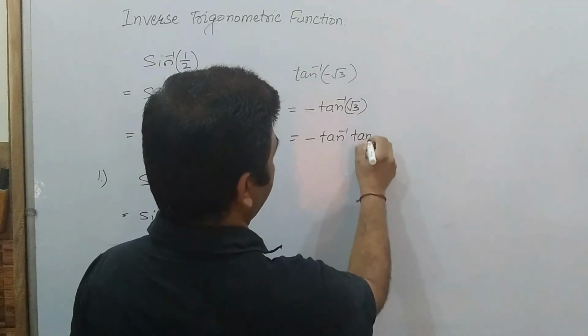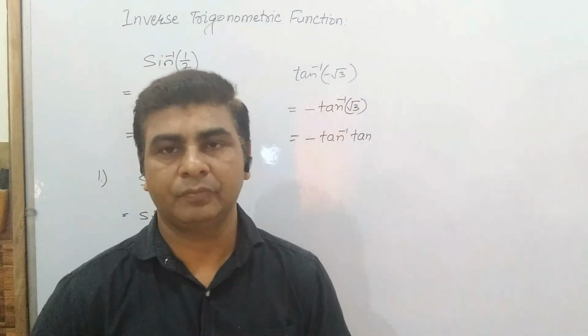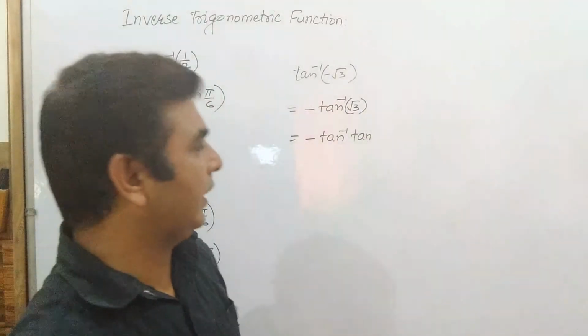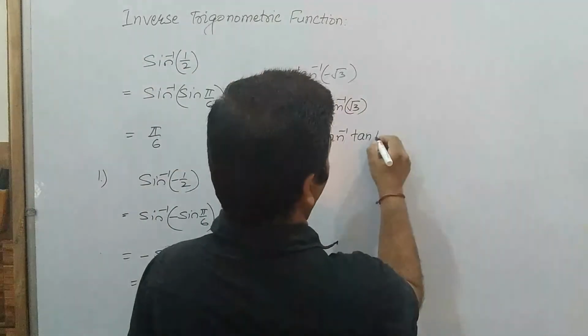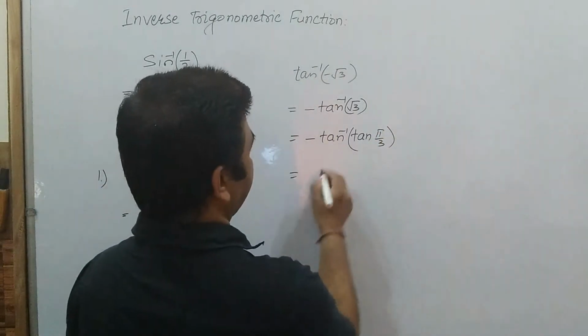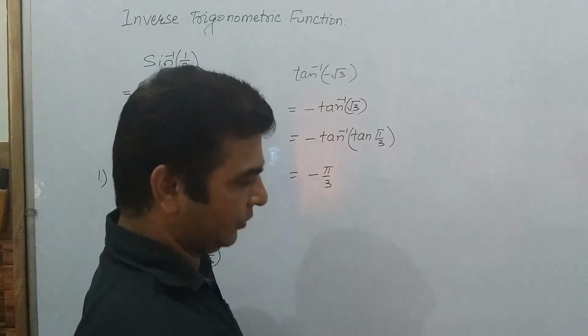of, this is the value of tangent 60. The value of tan 60 is root 3. So this can be replaced by tan 60, which is tan pi by 3. Now they will cancel out, and this will simply be minus pi by 3.